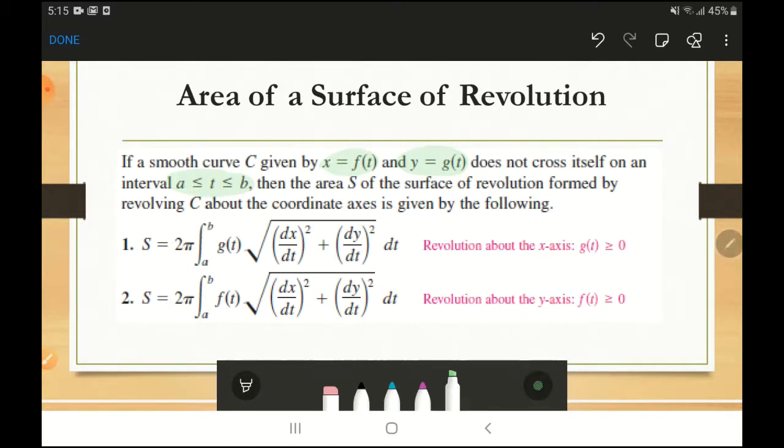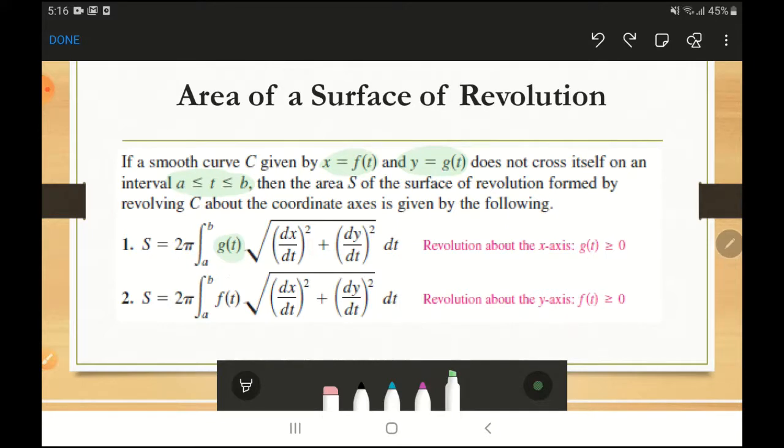So the first one, as you can see, is if we revolve the curve about the x-axis, then we have 2 pi times the integral from a to b of g(t) times the square root of dx/dt squared plus dy/dt squared, the derivative of x and the derivative of y, squared.